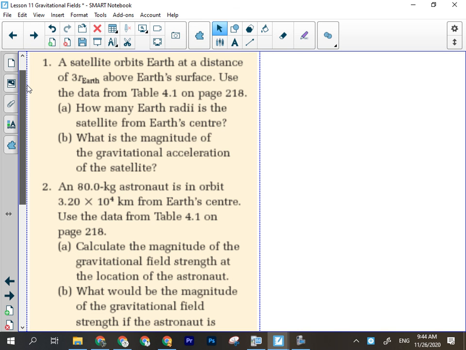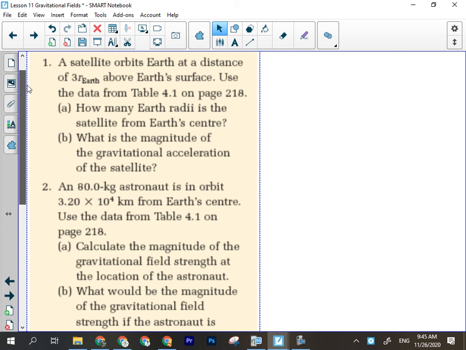Okay, so for question number 1, you've got a satellite orbiting the Earth at a distance of 3 Earth radii from the Earth's surface. How many Earth radii is the satellite from the Earth's center? 4, right? Because that'd be one more. If it's measured 3 Earth radii from the surface, there's one more Earth radius to the center. That would be 4. Everybody okay with that?